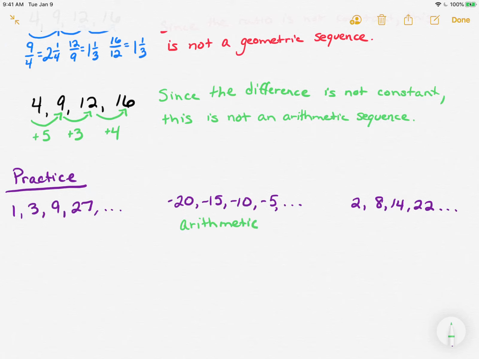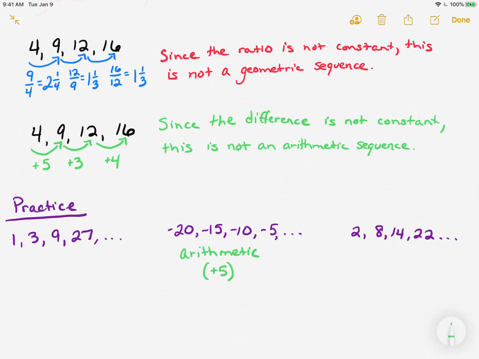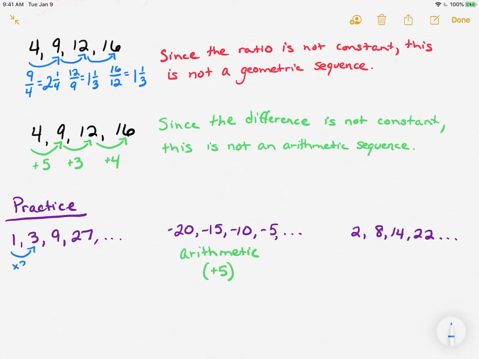Our pattern is that we are adding 5 every time. Okay, Maddie, you got some ideas on the first one? Geometric. Why? Because it's going up by 3 every time. Being multiplied by 3 every time. Because 1 times 3 gives us 3. 3 times 3 gives us 9. 9 times 3 gives us 27. So this one is geometric.